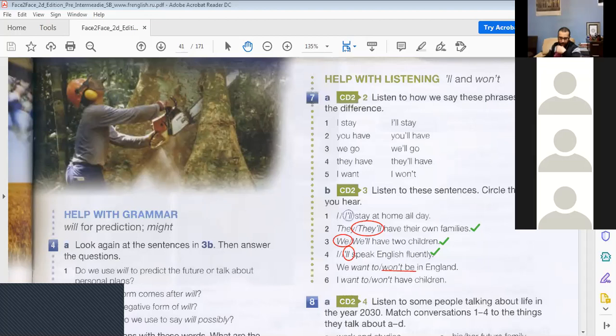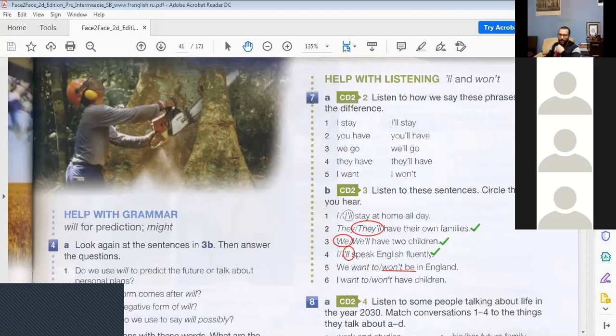Let's see. I'll speak English fluently. Okay, the next one. Track 3. 1. I'll stay at home all day. 2 children. 4. I'll speak English fluently. 5. We won't be in England. How many words? Yes, second. Only 2 words, right? We won't be. Won't be in England.